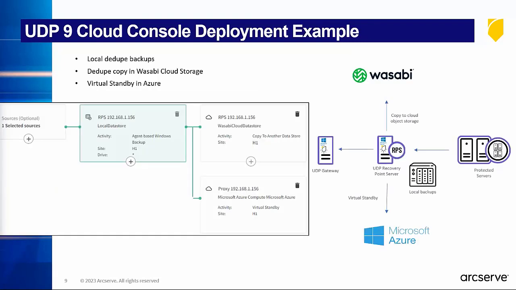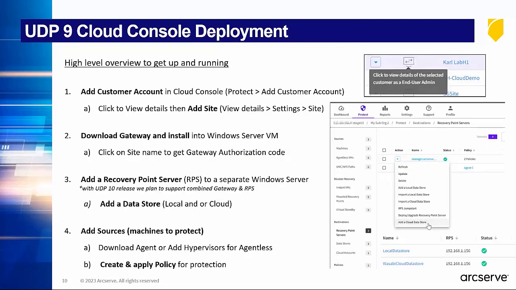And here is an example I'm going to walk you through in a step-by-step demo. We're going to look at doing local backups for speedy recovery, a dedupe copy in cost-effective Wasabi cloud storage, and then adding on virtual standby in Azure. The high level to get up and running, once we've got into the cloud console, is adding the customer account, downloading the gateway and installing, adding and installing the recovery point server, adding the machines you want to protect with the sources, followed by creating and applying the policies for protection.